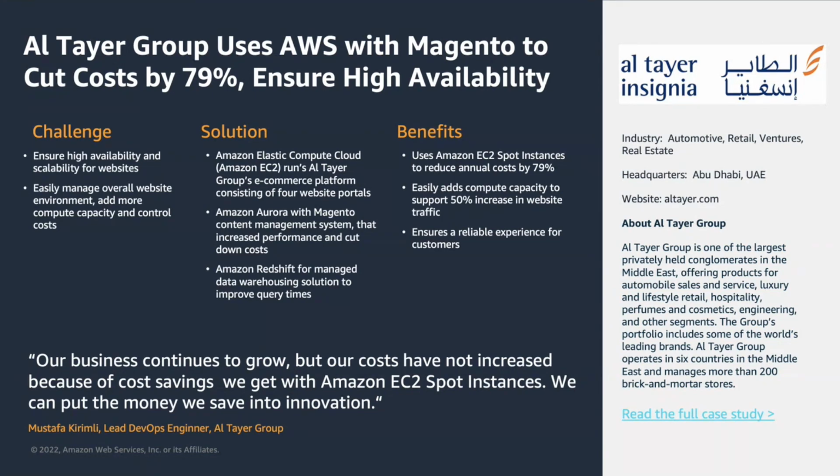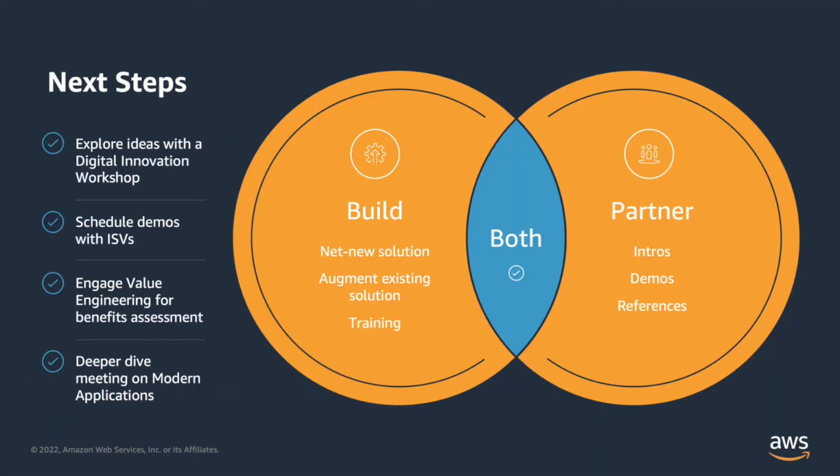With that saved cost, they were able to put that money toward other purposes like innovation. And lastly, because of these different changes, they were able to ensure a reliable experience for customers. A quick quote from the lead DevOps engineer: our business continues to grow and our costs have not increased because of cost savings from using EC2 Spot instances, and we can put that money we saved into innovation. And with that, we are at the end of our webinar.